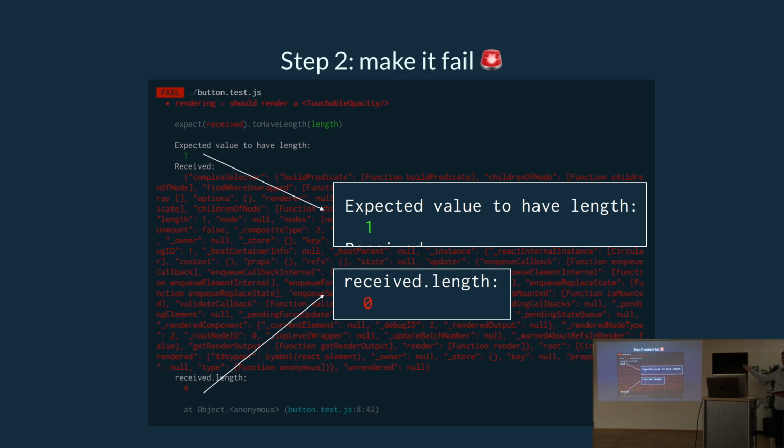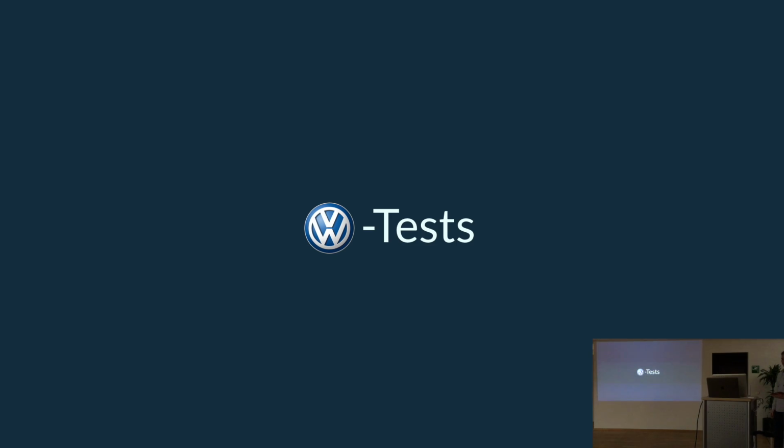So why is that important? Why do we want to watch the test fail? Because there are false positive tests. What does it mean? It means that the test says that it passes, so it's green, but actually it doesn't work. So the test actually doesn't pass. And I also like to call these tests Volkswagen tests. Some of you may know why.